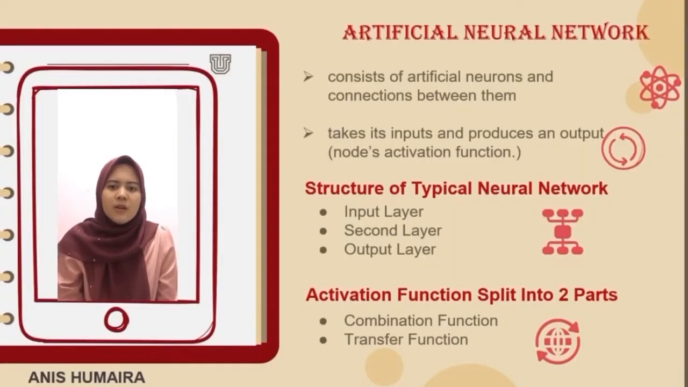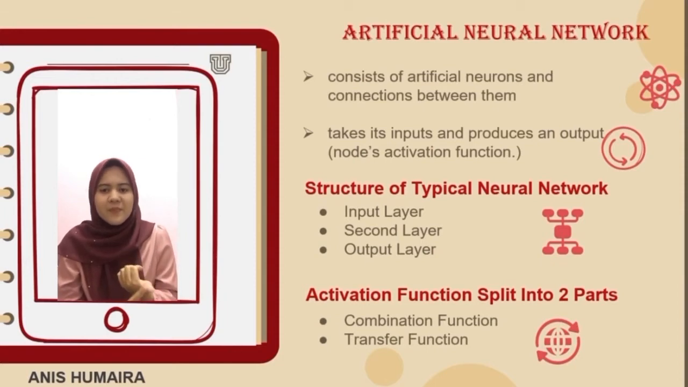Right now, I would like to explain the methodology of the artificial neural network, or ANN for short. ANN consists of artificial neurons and the connections between them. It takes inputs and produces an output, and the overall behavior is called the node's activation function. The structure of a typical neural network consists of an input layer, a second layer, and an output layer. The activation function splits into two parts: combination functions and transfer functions.